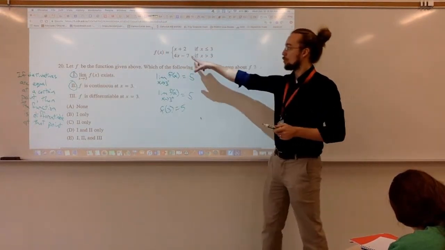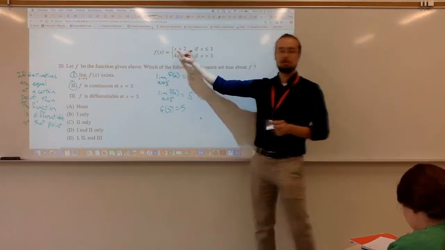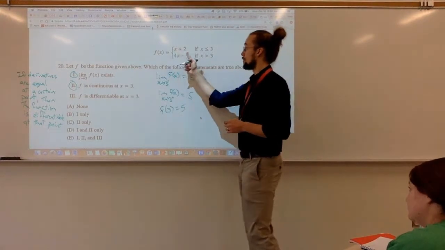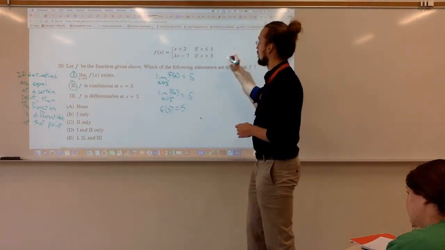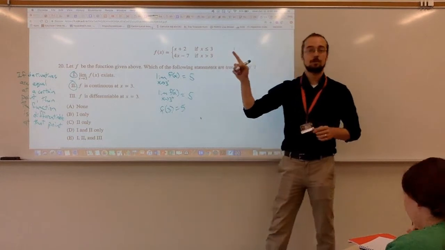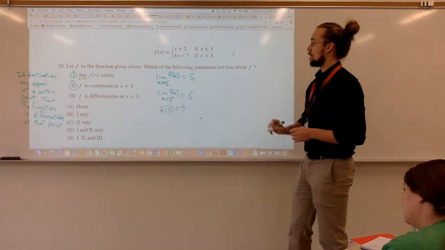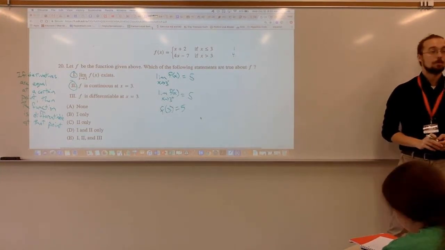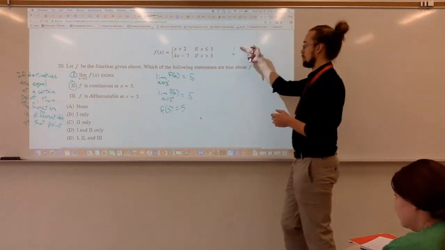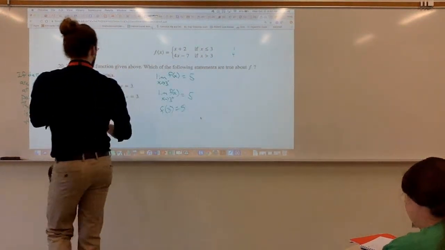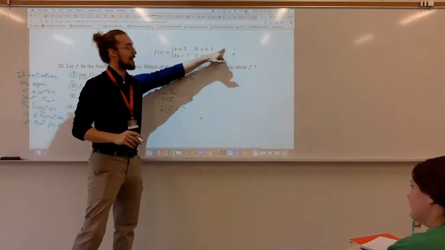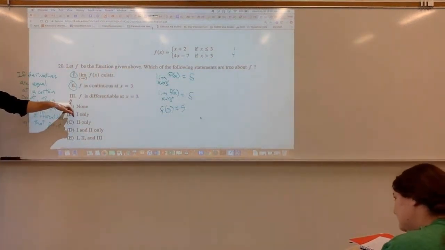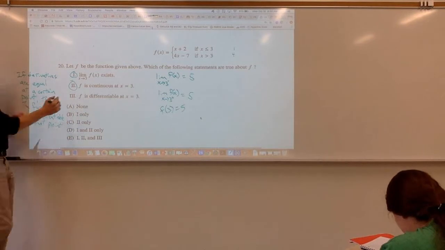So, what is the derivative of this first part? 1, right? The derivative of this is just 1. What's the derivative of the second piece? 4. Are the derivatives equal at x equals 3? No, they're not equal anywhere, right? It's always 1, it's always 4. So, since my derivatives are not equal, the function is not differentiable at x equals 3. Right?